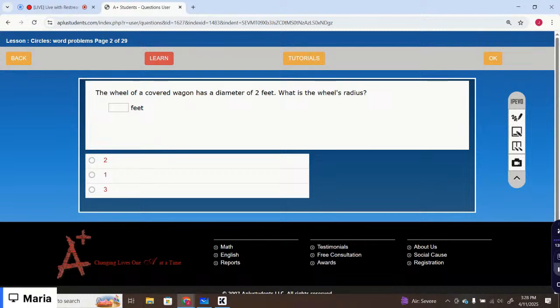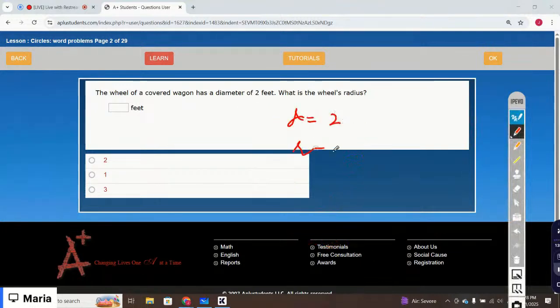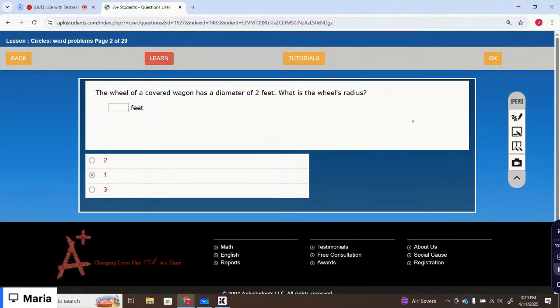The wheel of a covered wagon has a diameter of 2 feet. What is the wheel's radius? Diameter equals 2 feet. You need to calculate the radius. Radius equals diameter divided by 2. So 2 divided by 2 is 1. That is option number 2. 1 is the correct option.